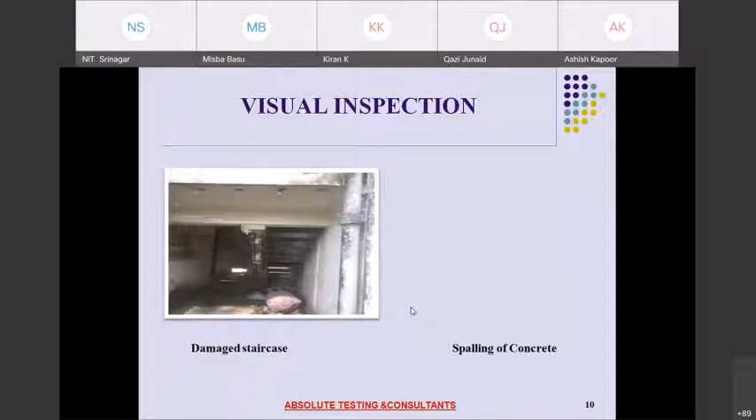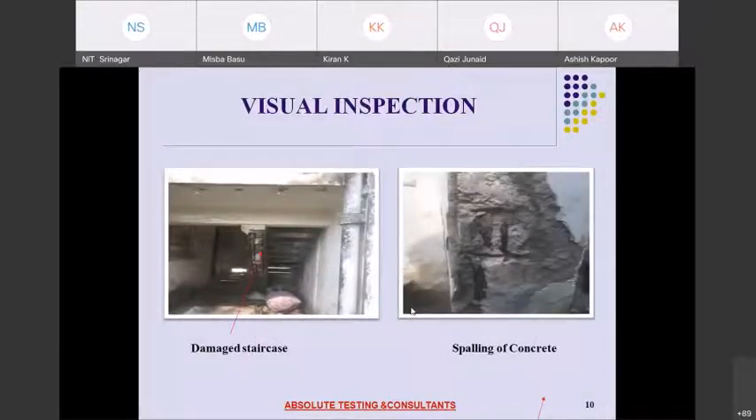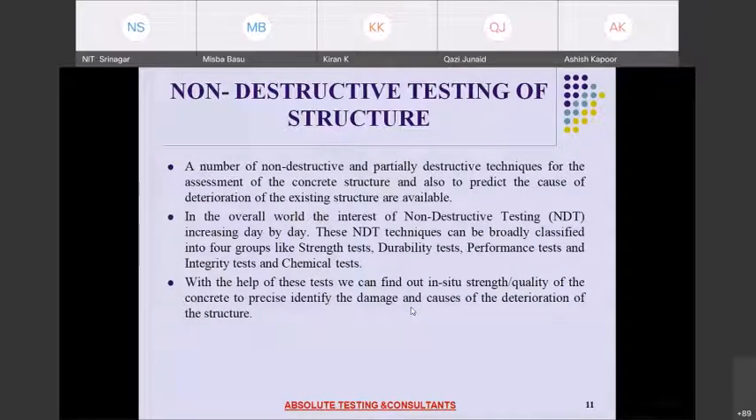So here in the visual inspection, as we have written over there, that was a damaged staircase, again spalling of concrete. After this visual inspection, we will decide what types of non-destructive tests we are going to conduct, or maybe we will conduct some other semi-destructive tests also. Why am I calling it semi-destructive? Because we have to take out some concrete sample also, so that we will find out the presence of salt or any type of carbonation is there or not.